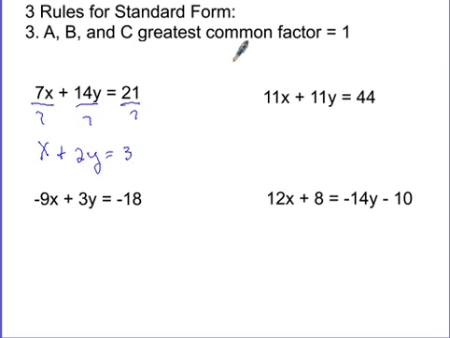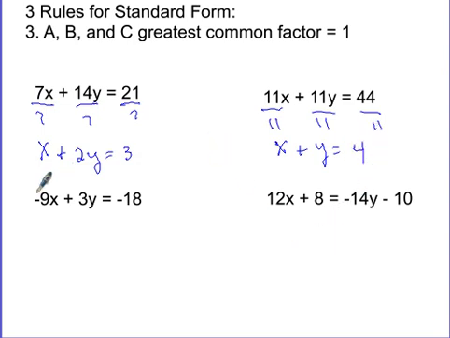All right, so common factor with this, 11x plus 11y equals 44. So divide by 11, everything gets divided by 11. Okay, so 11x over 11 is x plus y equals 4. Awesome, good job.